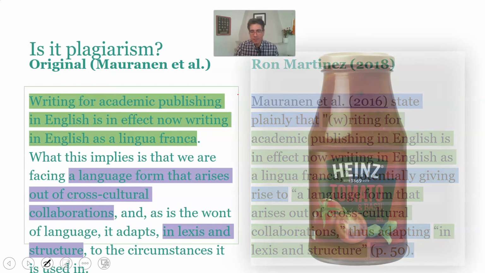So that's me making my own tomato sauce. All right.